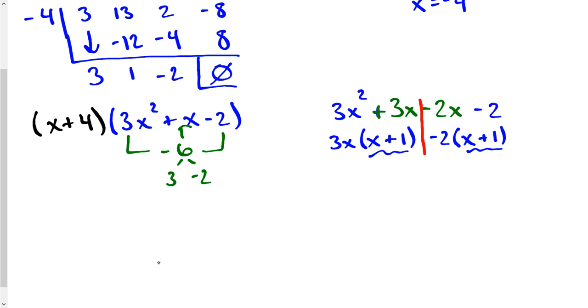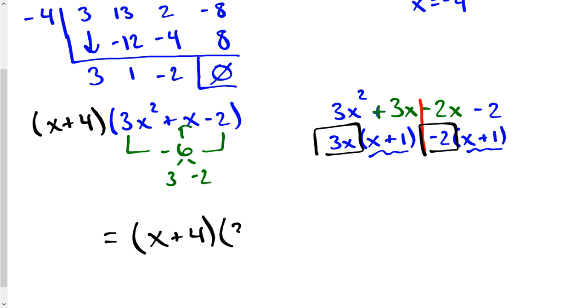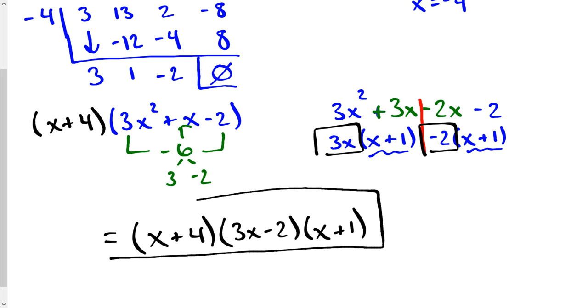So what's my final answer going to be in total factored form? My original known factor of x plus 4, followed by what I just found from factoring this quadratic trinomial, where I can see that one of the factors is going to be 3x minus 2, and the other one is this x plus 1. Okay, so this has now been written out in totally factored form.